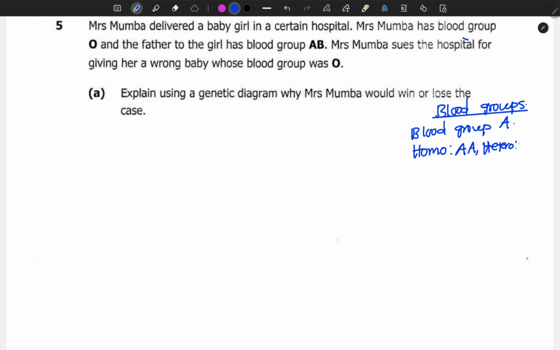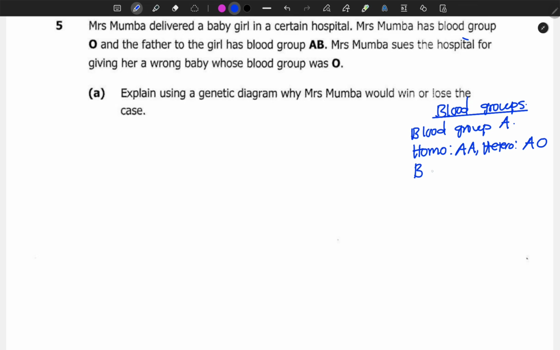Now, what of heterozygous for blood group A? You say AO. So even if you have AO, you don't have to read this as blood group AO. It's blood group A. Since O is recessive, A is dominant. So O cannot express itself when it is in a combination with B or A.